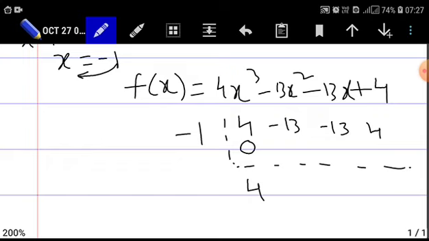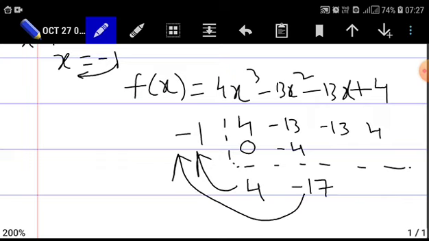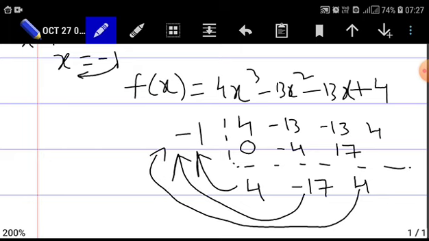Now 4 into minus 1, we get minus 4. Now again we add minus 13 and minus 4, same sign, so we get minus 17. Now we multiply this minus 17 with minus 1, minus of minus is plus, we get 17. Again when we add minus 13 plus 17 we get 4. Next we multiply this 4 with minus 1, so 4 into minus 1 we get minus 4. If you add these two, 4 minus 4, we get 0.